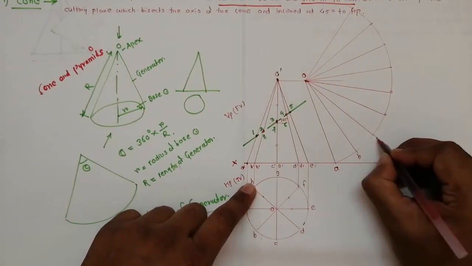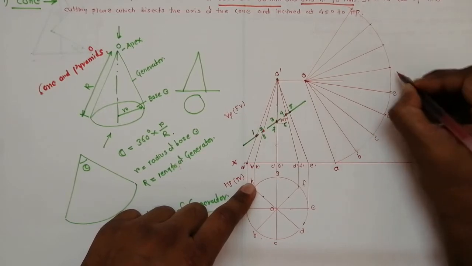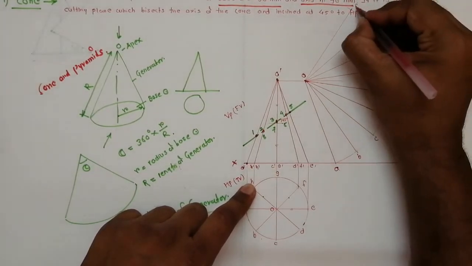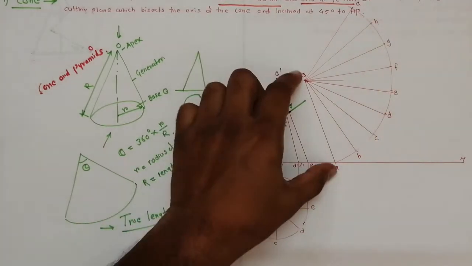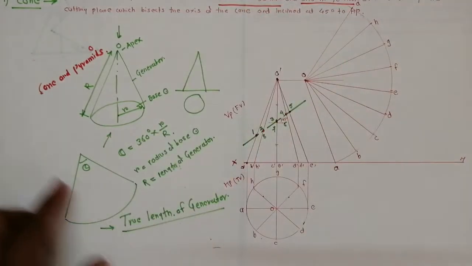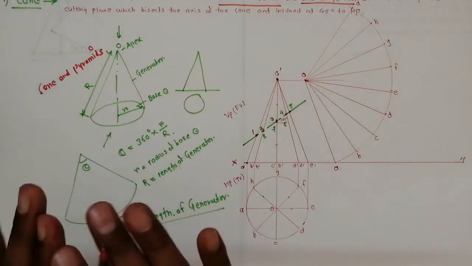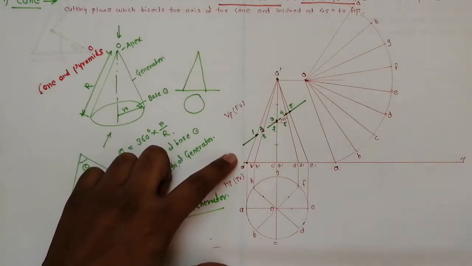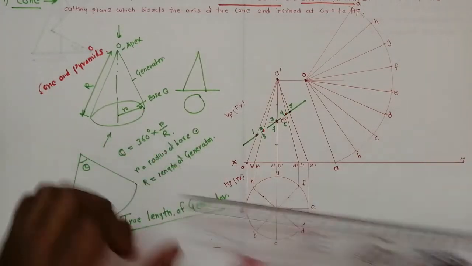Now the nomenclature is A, B, C, D, E, F, G and H, and again the last one is here A, because OA and OA come together and then it forms the cone. So that is our lateral surface. So we have drawn that one. Now the next step is to transfer the intersection.